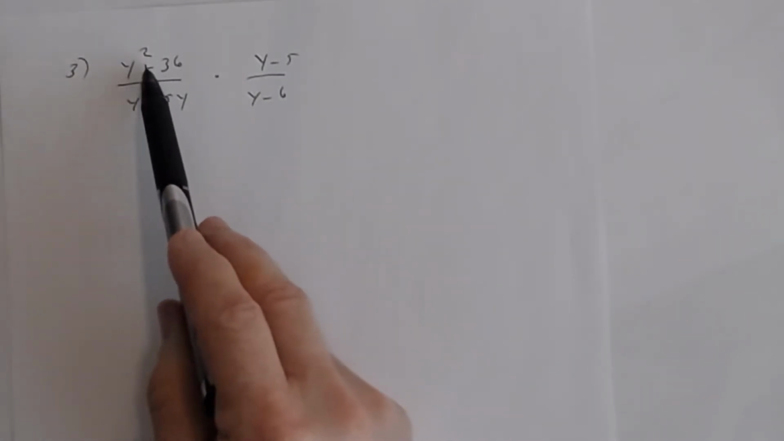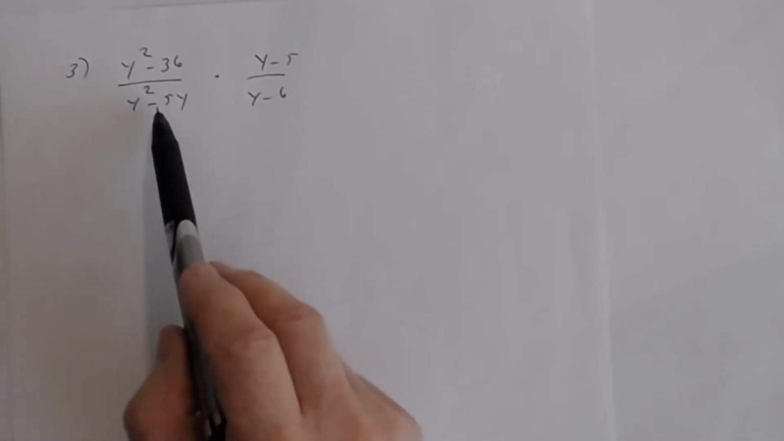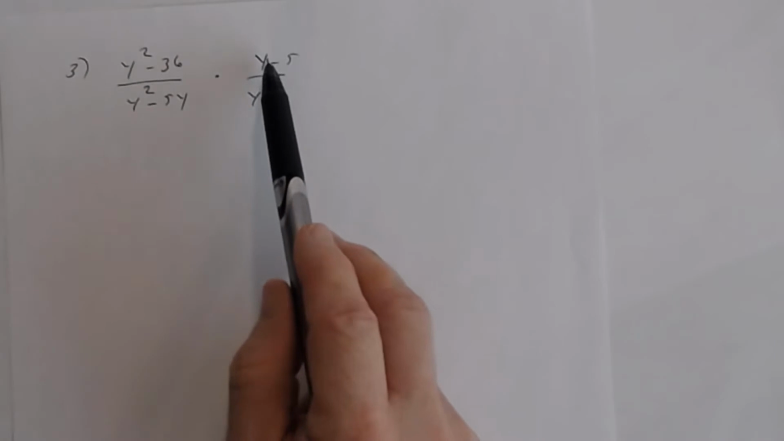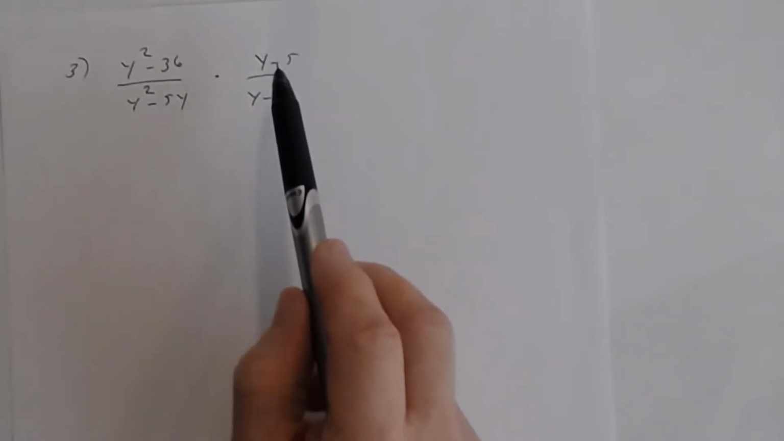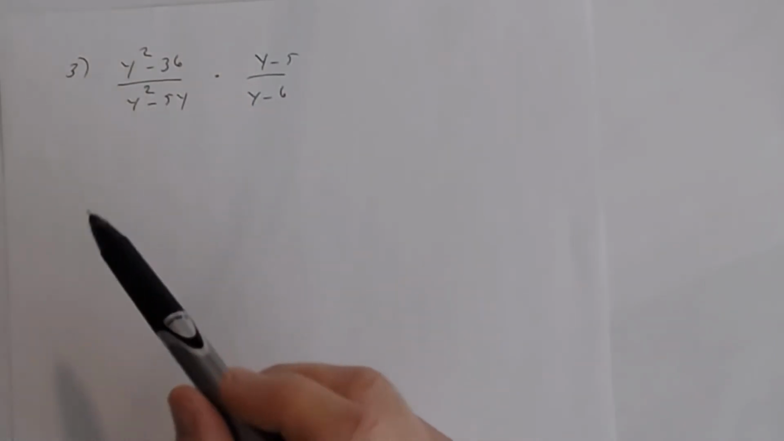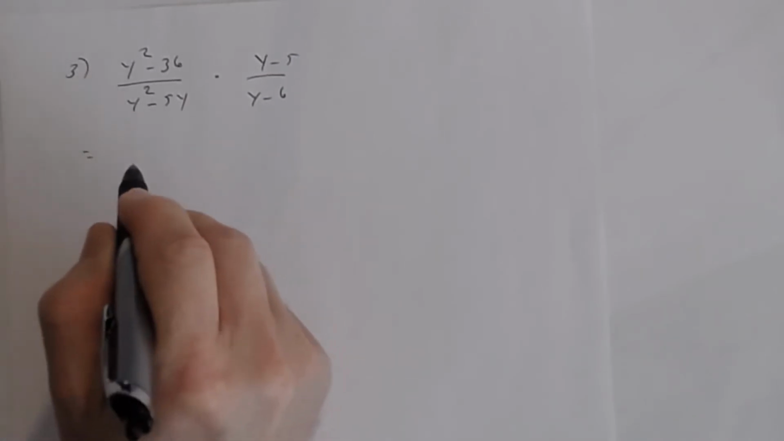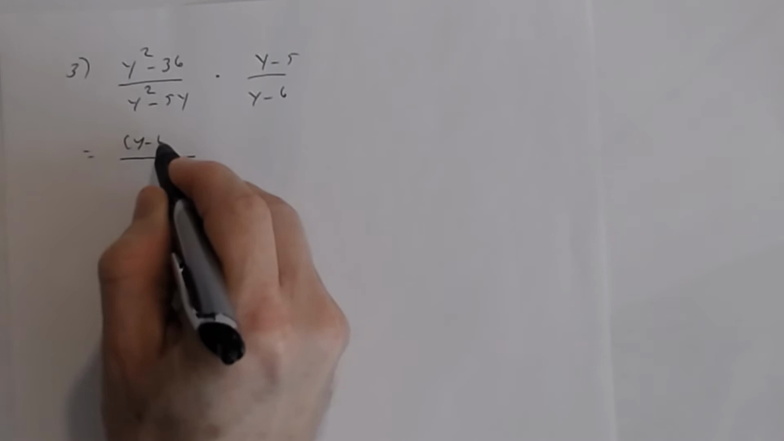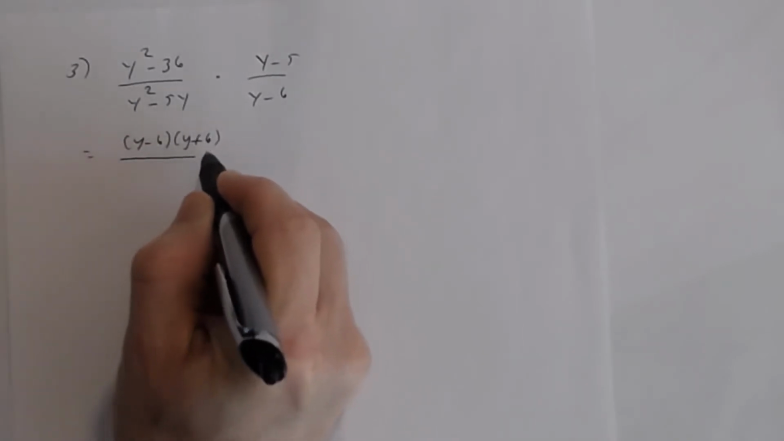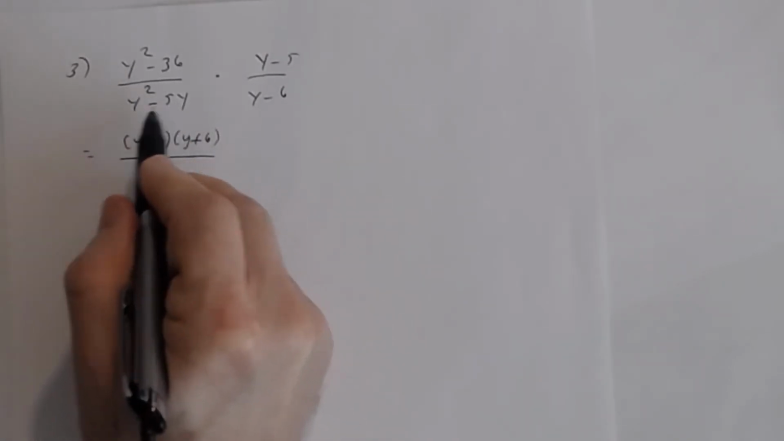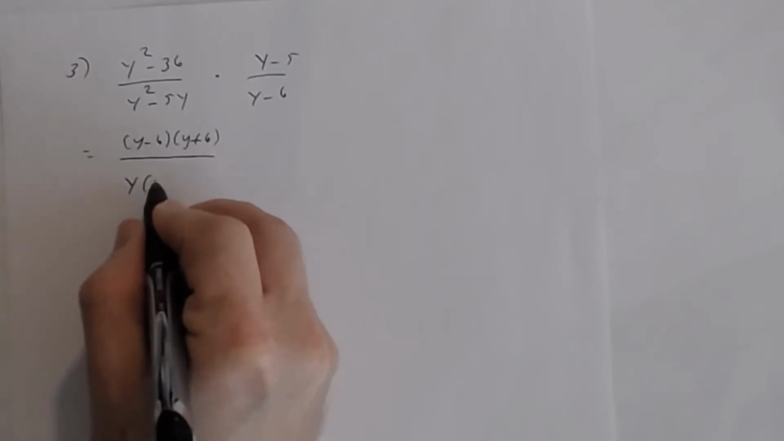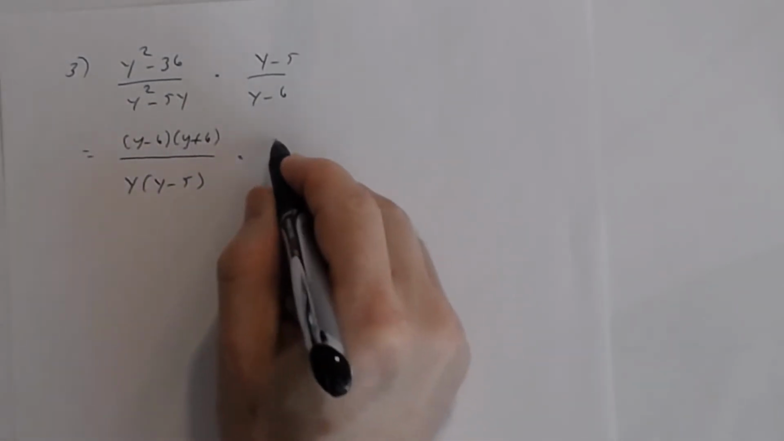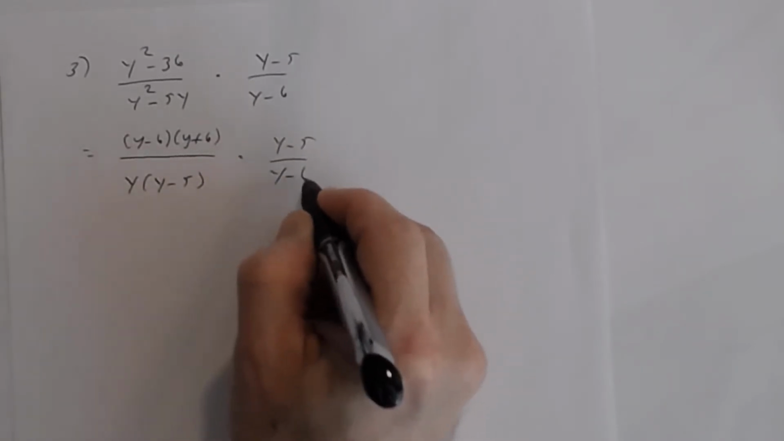The first numerator, that's the difference of 2 squares. In this denominator, you can factor out a y. And for these, those are prime. You cannot factor those. So leave them as y minus 5 and y minus 6. This is a step you would write. This is y minus 6 times y plus 6, the difference of 2 squares. This one right here, you can factor out a y. So you get y times y minus 5, times y minus 5 divided by y minus 6.